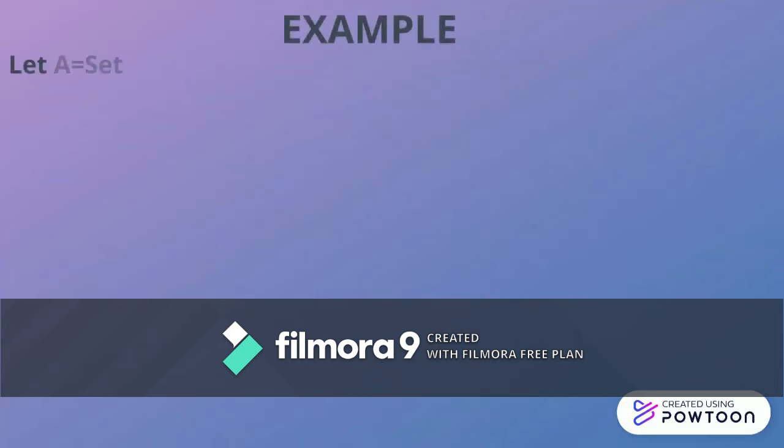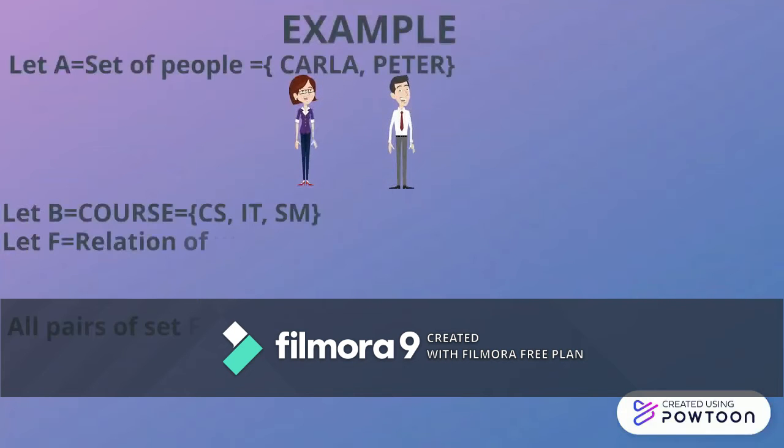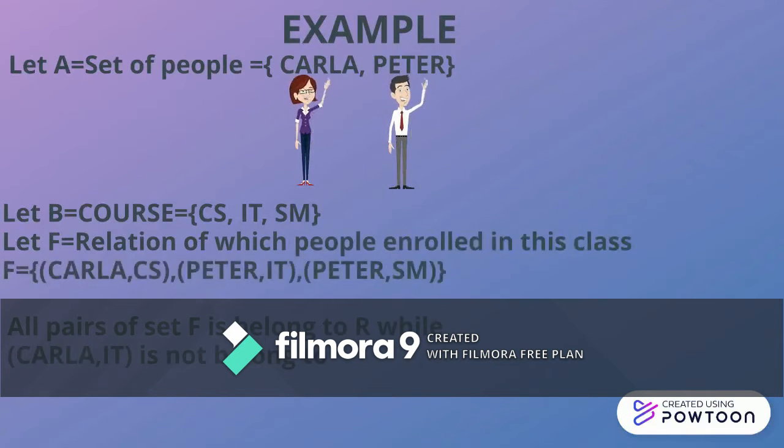For example, let A be the set of people, let B be courses, and let R be the relation of which people are enrolled in this class. We can conclude that all pairs in the set belong to R, while the ordered pair for Color IT does not belong to R, since Color IT is not in the set.